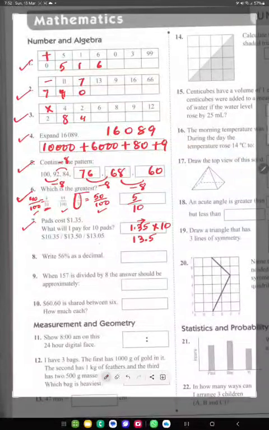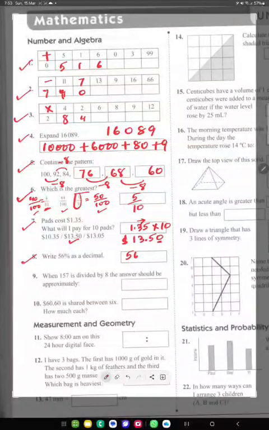So that's 13.50, or $13.50. Okay, $13.50. You can put 0 or not at the end of the decimal number, it doesn't matter, as that's a zero fraction. Question 8, write 56% as a decimal.